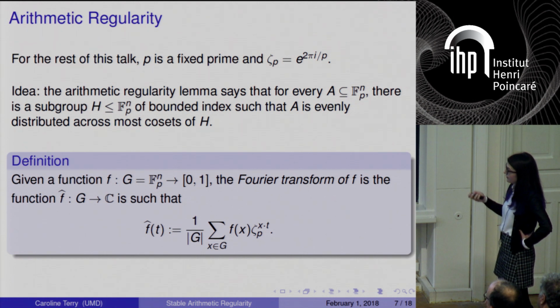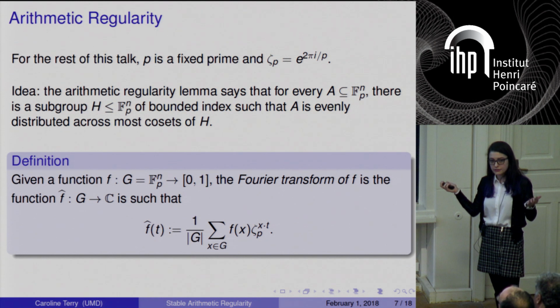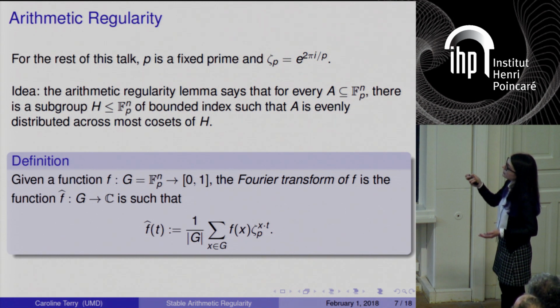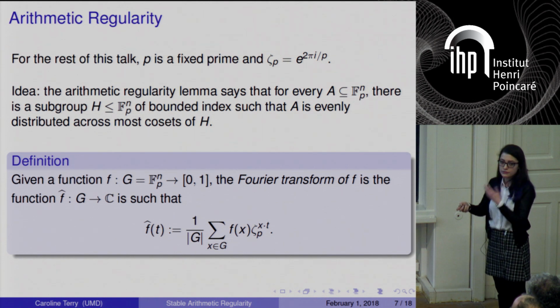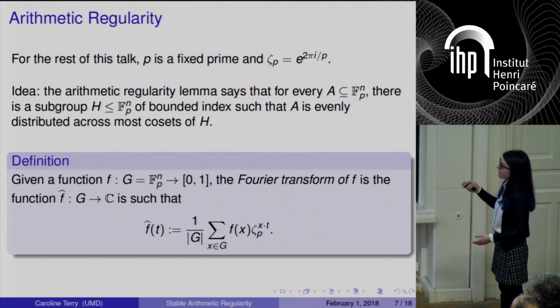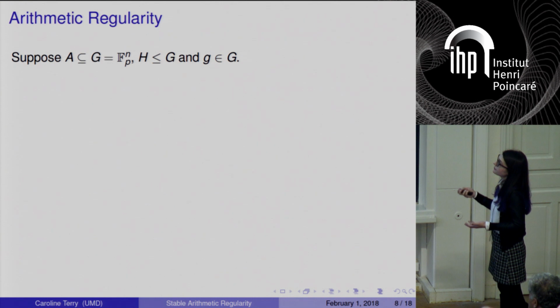Okay. So I'm just not going to say very much about this right now, and then we're going to look at it in a specific context and see what it's telling us. But we're going to use this notion to formalize this idea of how a set can be evenly distributed across cosets of a subgroup. Okay, so fix some subset A in the group, a subgroup H of the group, and a single element g.